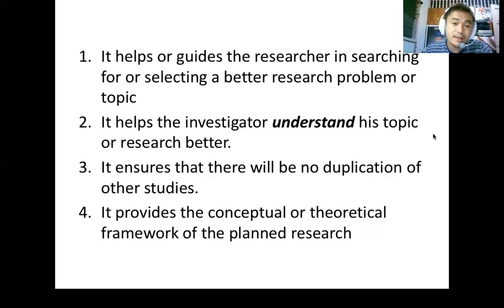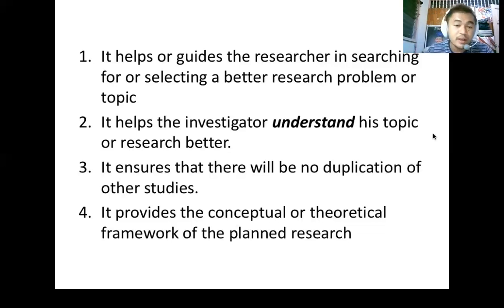Number three, it ensures that there will be no duplication of other studies. With this RRL, it will allow you to not duplicate the works of others. Because you will be identifying the works that are related to your topic, and you don't have to present them as your own work. You have to include them in your RRL so that it will be acknowledged that these are the works of the authors before that have a connection with your research work now.